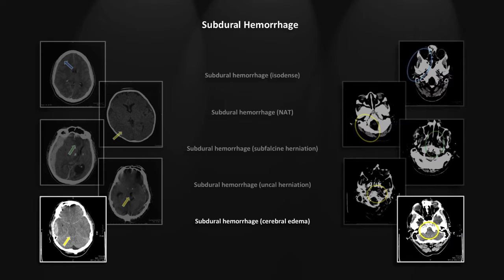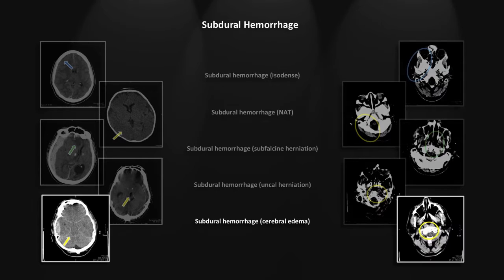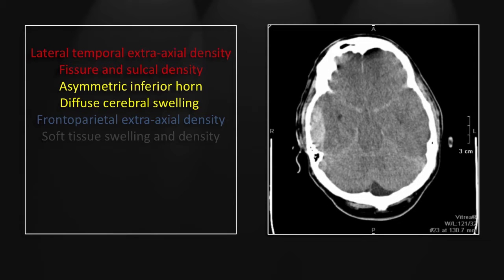Our last case is of subdural hemorrhage with extensive cerebral edema. This patient actually has intracranial hemorrhage in all the major spaces. There is an epidural hematoma in the lateral aspect of the middle cranial fossa. There is density in the fissures consistent with subarachnoid hemorrhage. And there is our now well-established finding of ventricular inferior horn dilation.